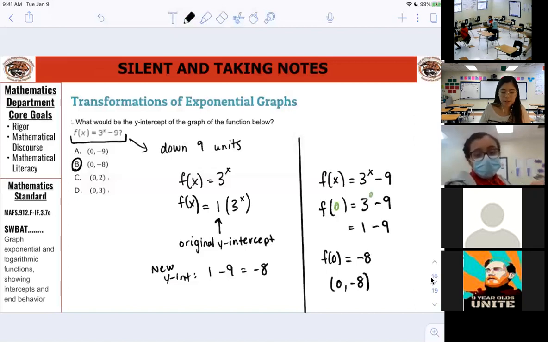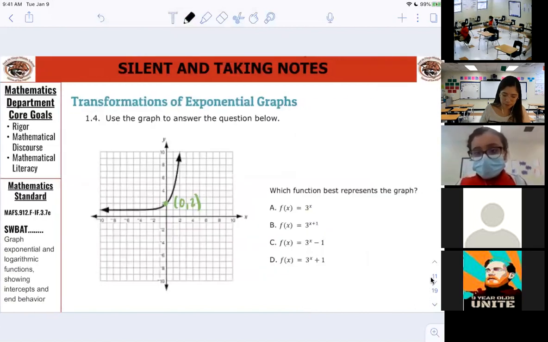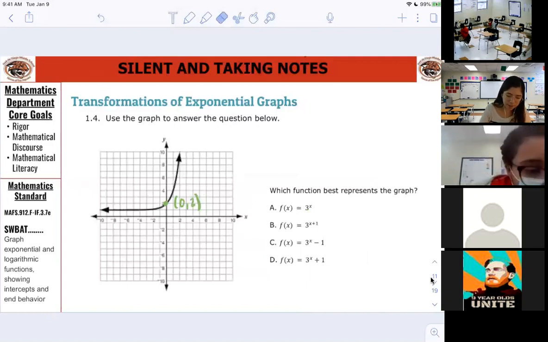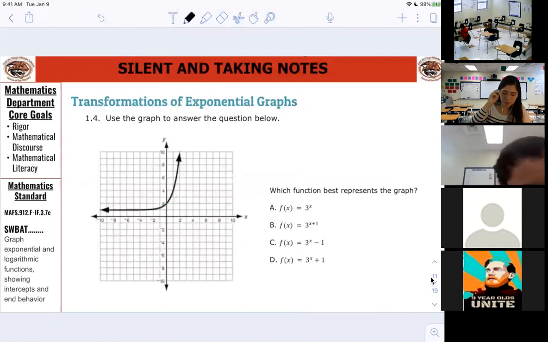Any other questions on this one? No. All right, now try it on your own. Which function best represents this graph? Think about the y-intercept, think about the growth rate, see if you can figure it out.